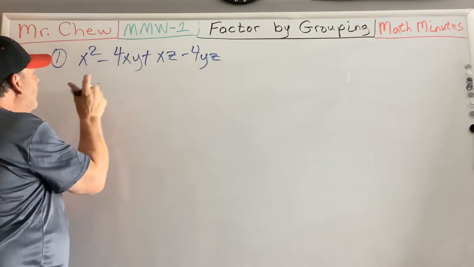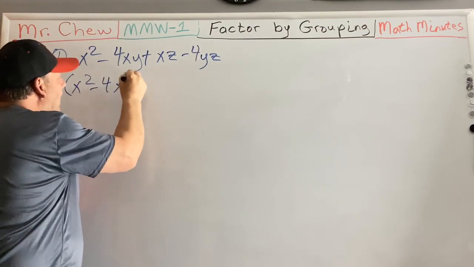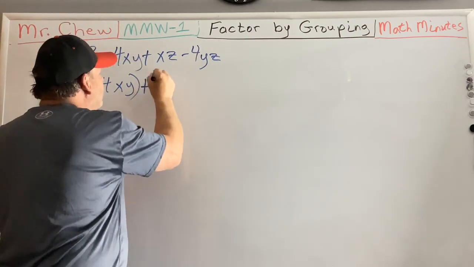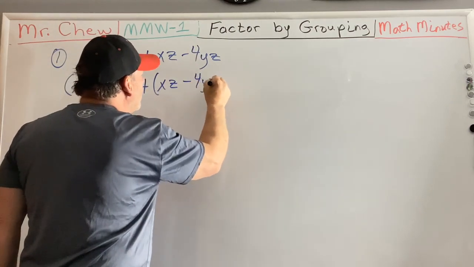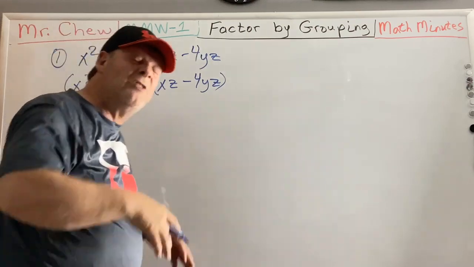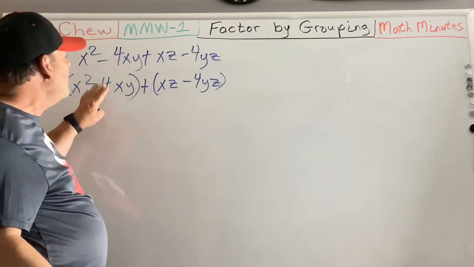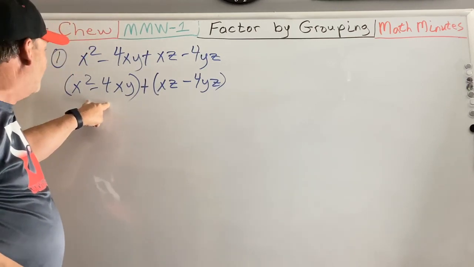So I take the first two and group them with parentheses. I take the second two terms and group them with parentheses. I can do that because of a special property that you should have learned in algebra. And I can find the greatest common factor here.